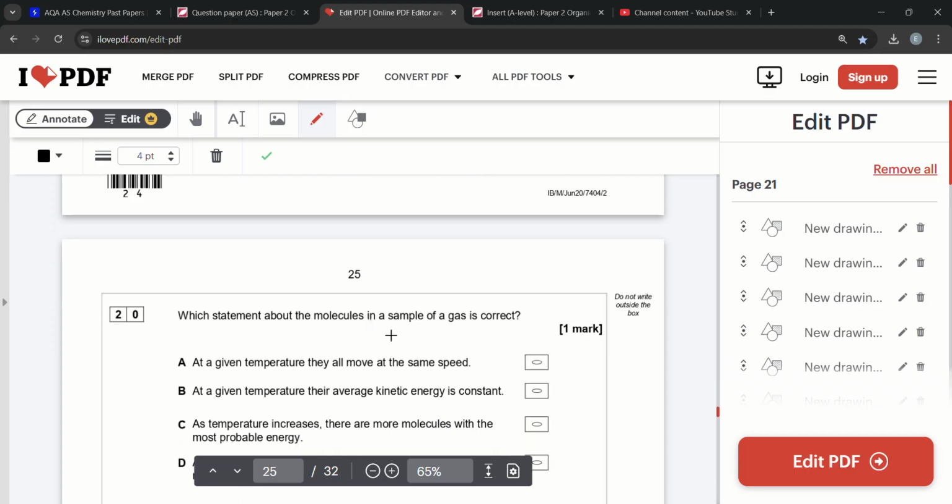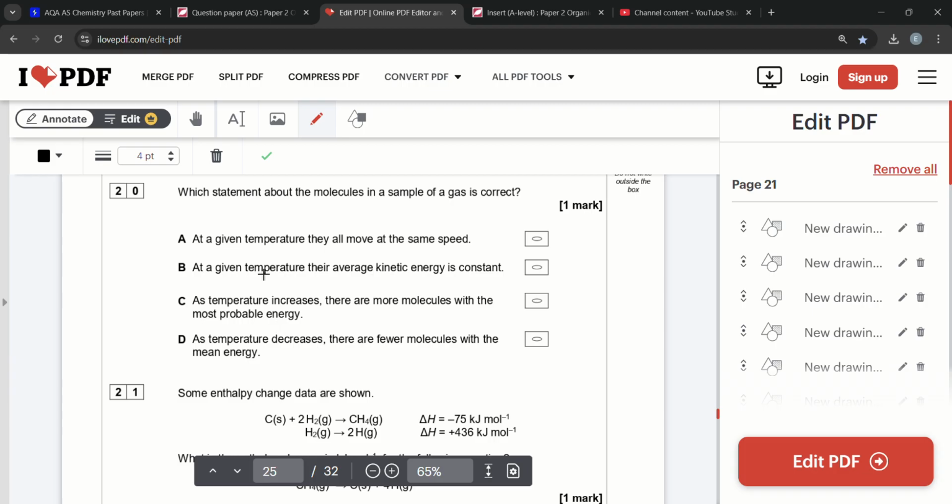Then we find molecules in a sample of gas, correct? At a given temperature, they all move at the same speed. At a given temperature, average kinetic energy is constant. As temperature increases, more molecules have more probable energy. As temperature decreases, fewer molecules have mean energy. It's a bit tricky. At a given temperature, they all move at the same speed. That's wrong. At a given temperature, the average kinetic energy is constant. That's true. Temperature increases, more molecules, more probability.